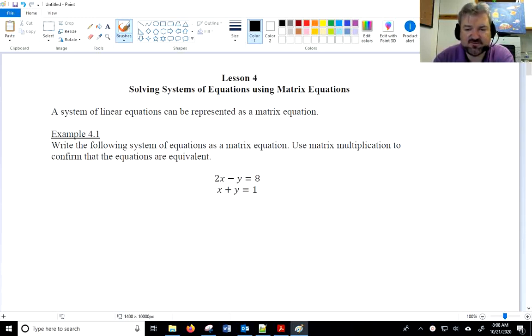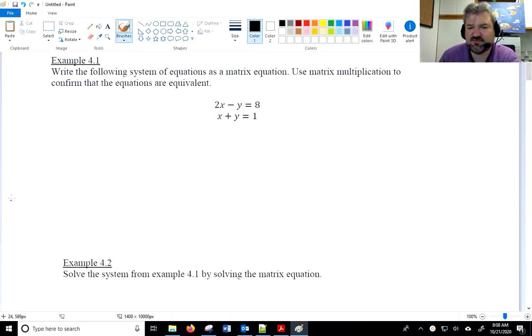So consider this system of equations I have here. I'd like to demonstrate that this is in fact equivalent to a matrix equation. So what we're going to do is form a matrix equation and then we'll check it to confirm that that's the case. So here's the equation that we would be using.